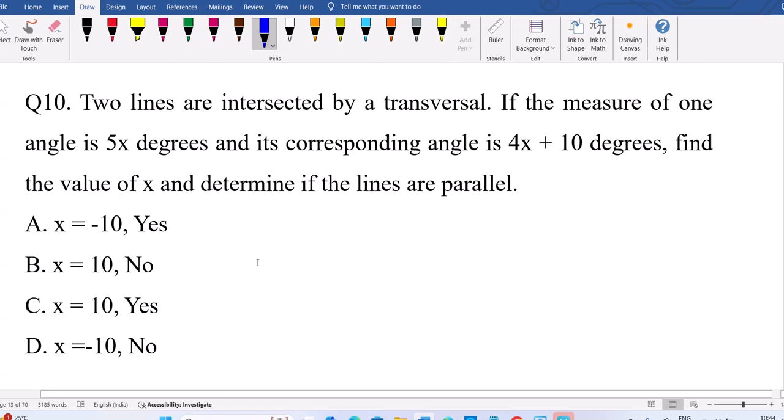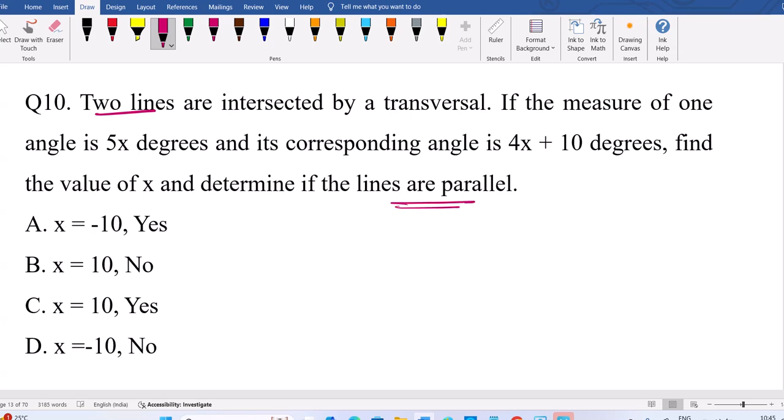Two lines are intersected by a transversal. If the measure of one angle is 5x and its corresponding angle is 4x plus 10, find the value of x if the lines are parallel. So guys, I hope people know about transversal in geometry. They said the lines are parallel. Two parallel lines are intersected.